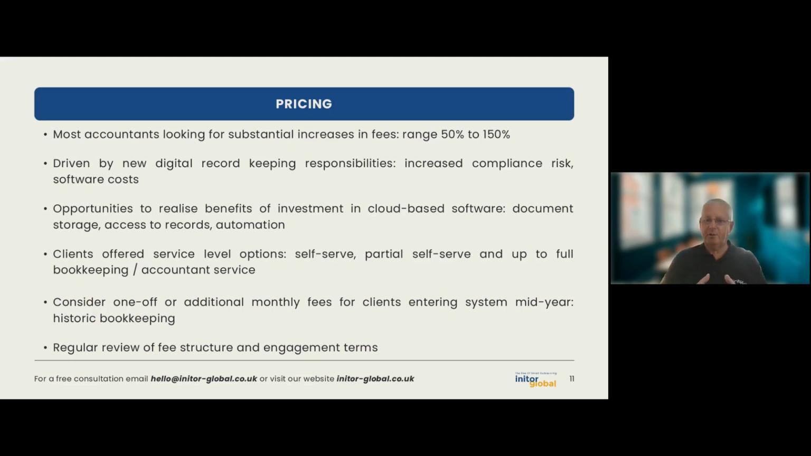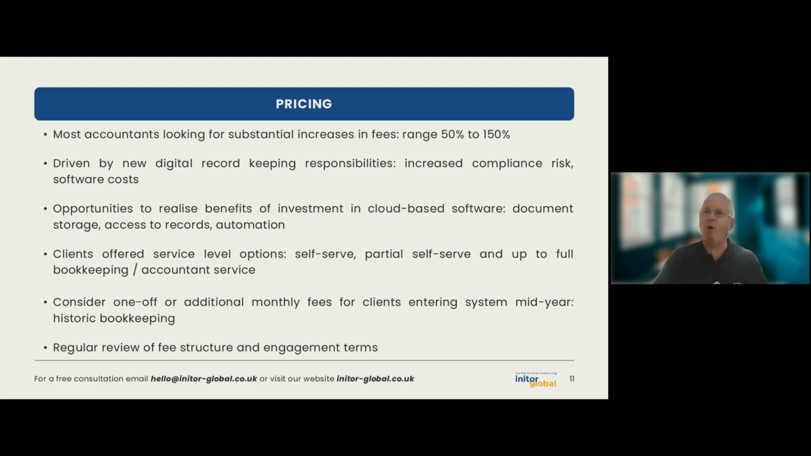Work is of course now distributed across the year, and there are some obvious risks around that: failing to recover the cost of any additional work, increasing pressure on staff capacity, and quarterly peaks of work affecting delivery of other deadline-driven work. So there's a lot riding on getting those digital record-keeping responsibilities implemented effectively. There are, of course, opportunities to realise the benefits of investment in cloud-based software, document storage, access to records, and automation. And of course, introduce electronic sign-off and signature wherever you can if you're seeking client approval for quarterly submissions.